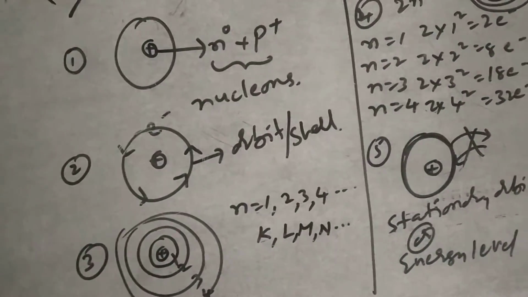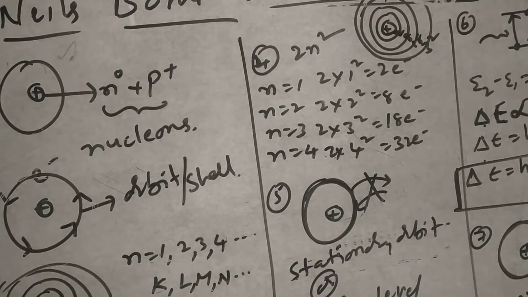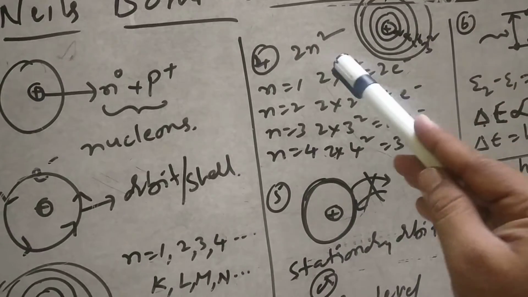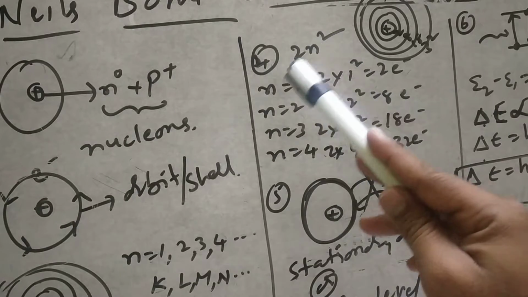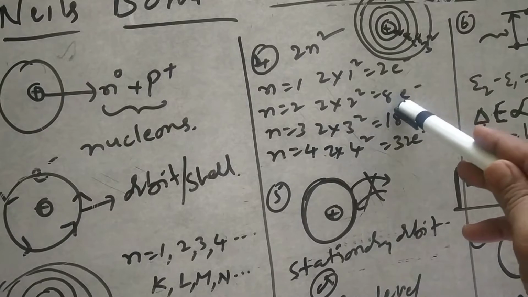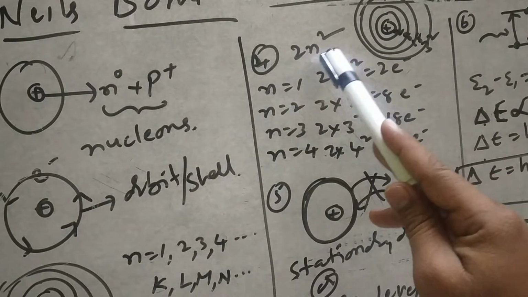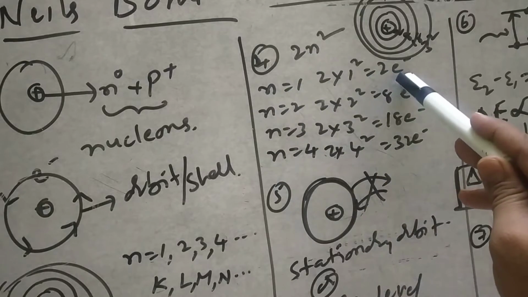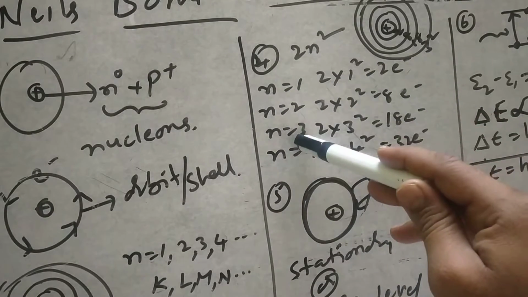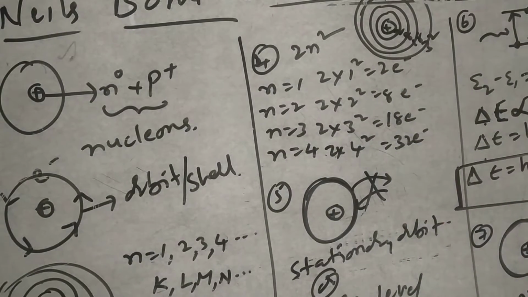Next, the 2n square equation gives the maximum number of electrons in the circular orbit. If n equals 1, 2 electrons. If n equals 2, 8 electrons. If n equals 3, 18 electrons, and if n equals 4, 32 electrons. Like this, the 2n square equation.